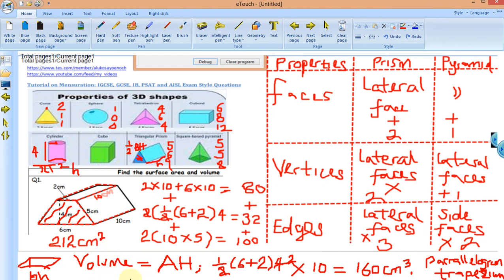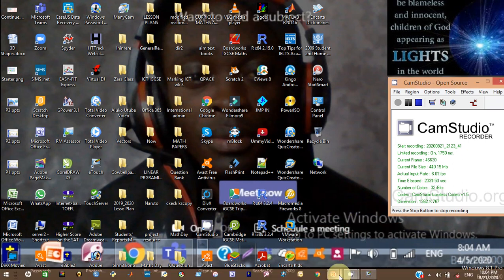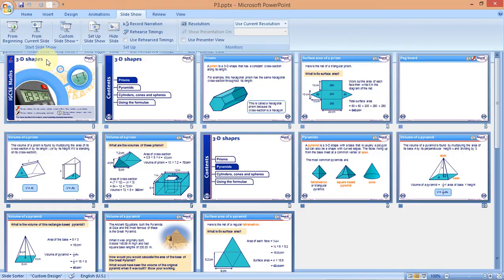I think we've been able to achieve our objective for today, because the content for today is how to find the volume and surface area of any given 3D shapes and 3D shape properties. So guys, before I call it off, let me just quickly show you this P3. I'll just quickly run through for a better clarification.